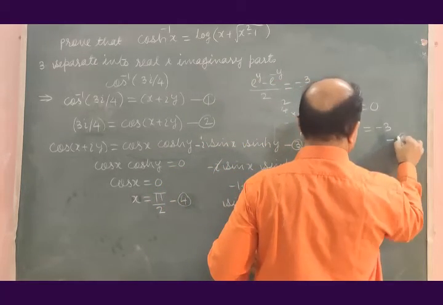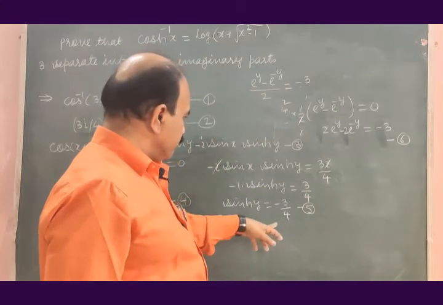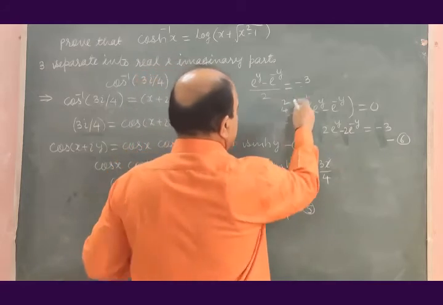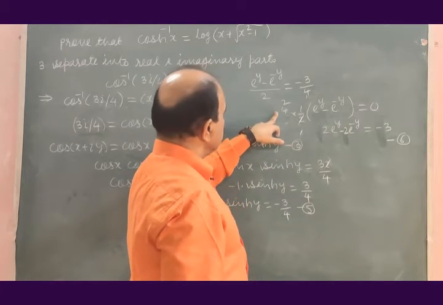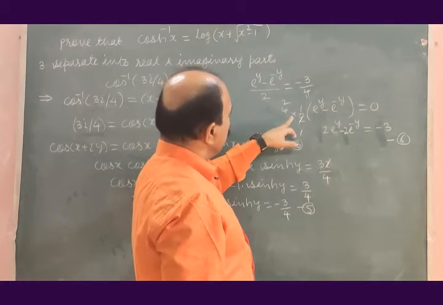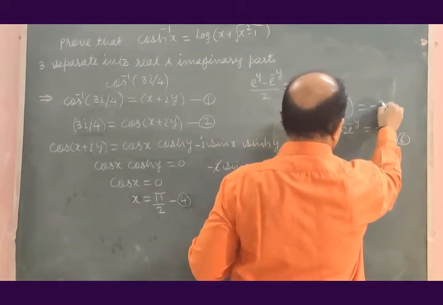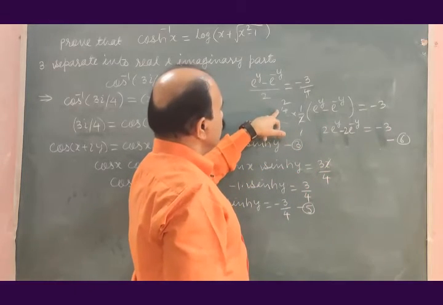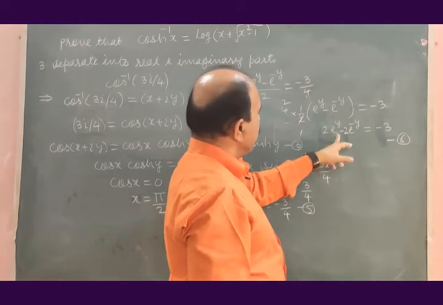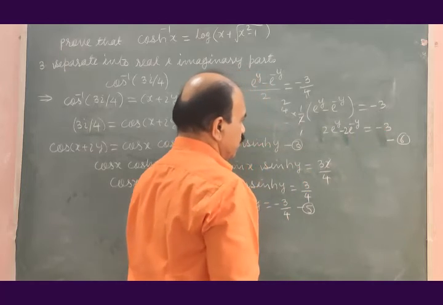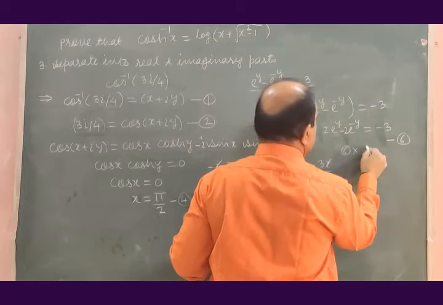Equation number 6. e to the power y minus e to the power minus y by 2 divided by minus 3 divided by 4. Okay, then this 4 is taken to this side. 4 into 1 by 2 times this as it is to this, minus 3 present as it is. 2 ones are 2, 2 twos are 4. Multiply this bracket by 2, 2 e to the power y minus 2 e to the power minus y is equal to minus 3. Multiply equation 6 on both sides by e to the power y.